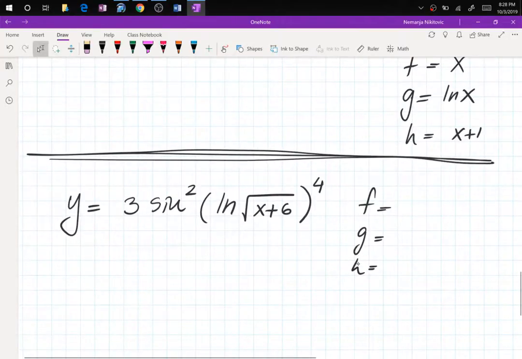So let's just talk. Do we all see a square? That's going to be one function. Do we all see a fourth? That's going to be one of them, right? We all see x plus 6. That's one of them. We all see the square root. We all see the ln. We all see the sine, right? So maybe we should just go to alphabet A, B, C.